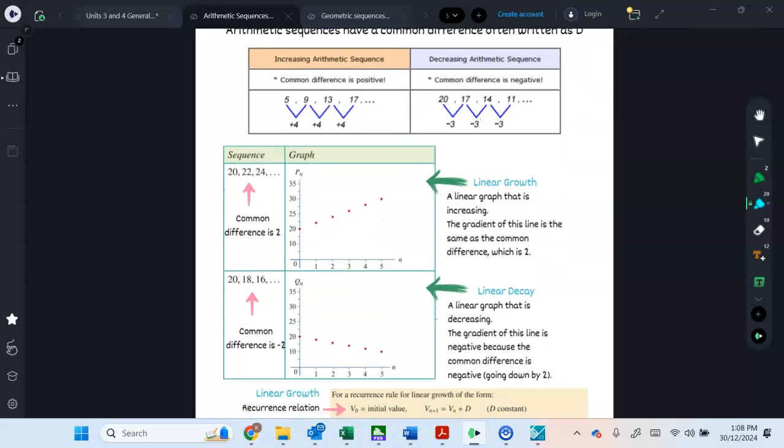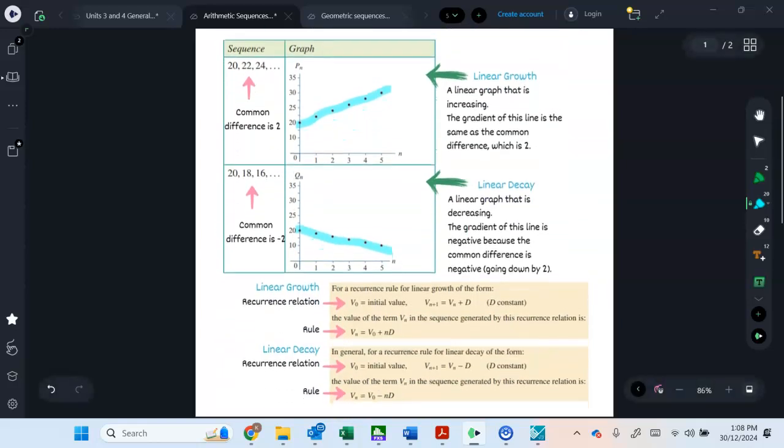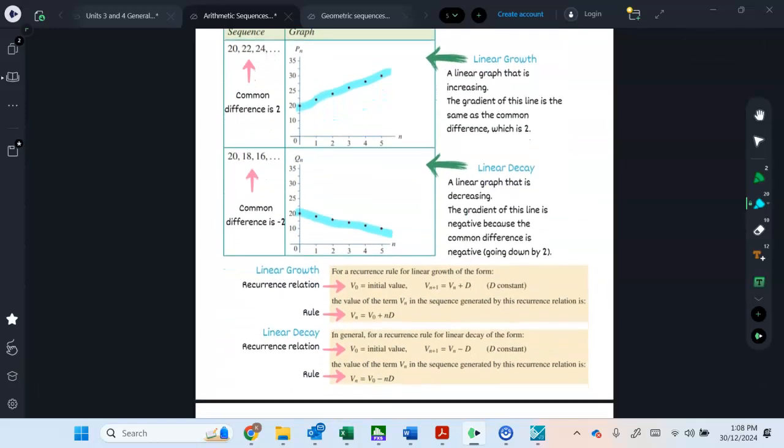Arithmetic sequences, if you were to graph them, would be linear. So if it was increasing, there it is, going up, decreasing, going down, but it's linear, right? It's going up or down by the same amount each time. Now, very important that you understand the recurrence relations for both arithmetic and geometric sequences. Remember, with a recurrence relation, there's things that stay the same.